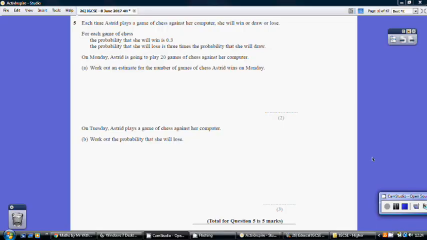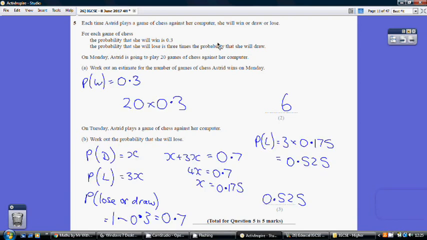Question 5. So we're told that the probability that Astrid wins a game of chess is 0.3. She's going to play 20 games, so an estimate for the number of games she's going to win is going to be 20 multiplied by 0.3, which is 6.